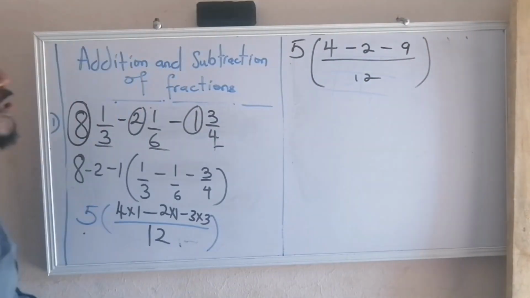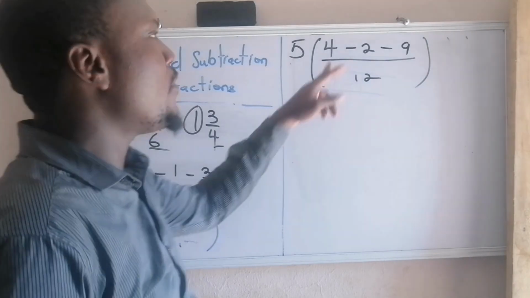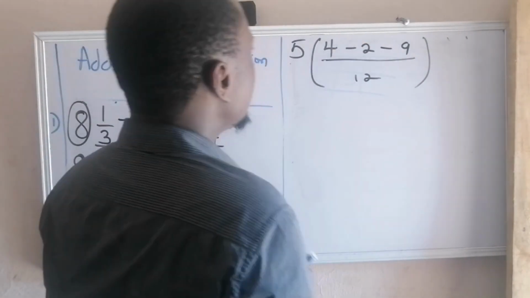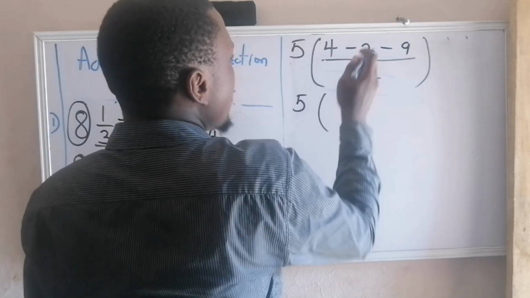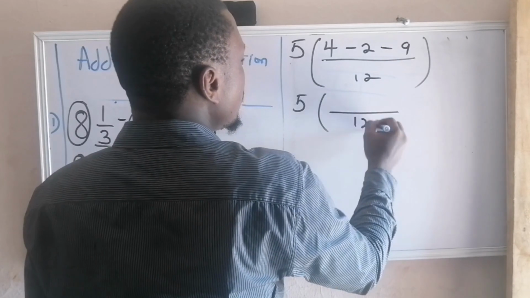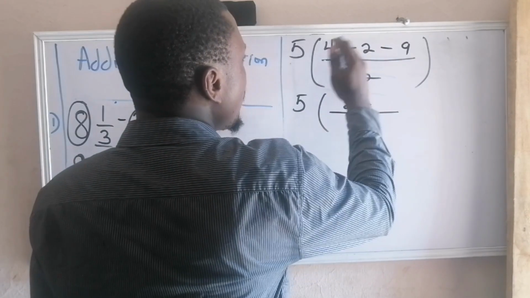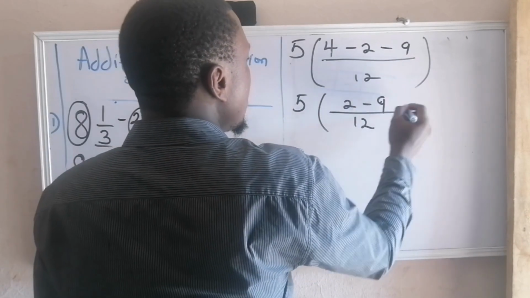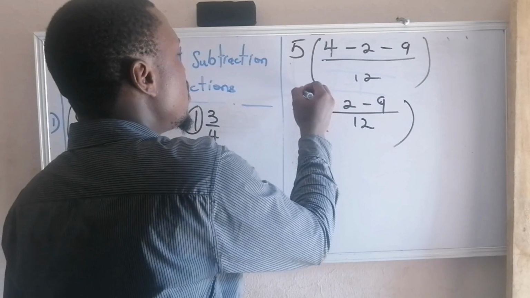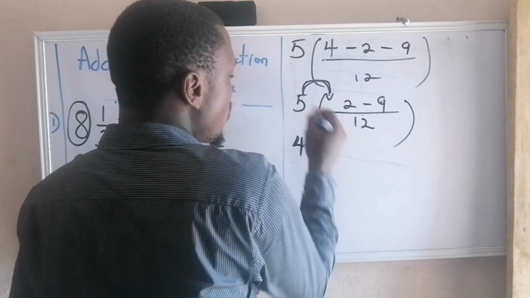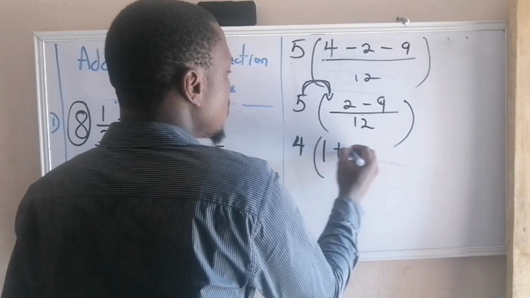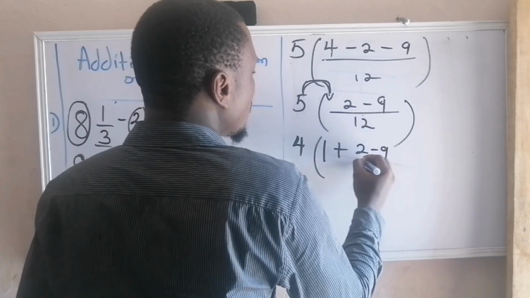Now, if you look at the question, you look at where we are on the board, you can see 4 minus 2. I can just move on. Alright, look at this one. What is 4 minus 2? 4 minus 2 is 2, right? Then you have 2 minus 9. Now, if you look at this, we need to borrow 1. We take 1 from this whole number. The 1 I will borrow will be here. 1 plus 2 minus 9 over 12.